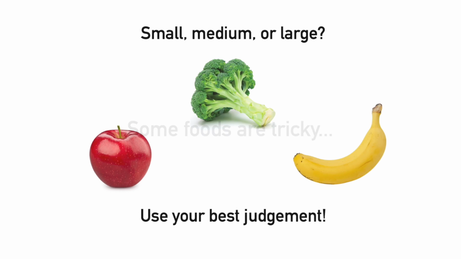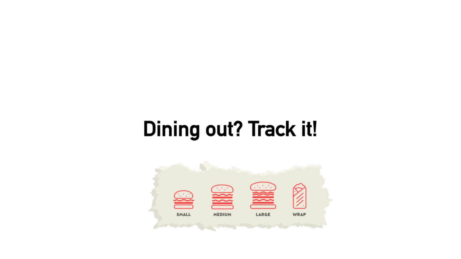For fruits and vegetables, sometimes the app will give you options for small, medium, or large serving sizes. Use your best judgment for these types of foods. If you're tracking food from a restaurant or drive-thru, make sure your serving matches the amount that you ate. This might look like searching for a medium side of french fries instead of small.